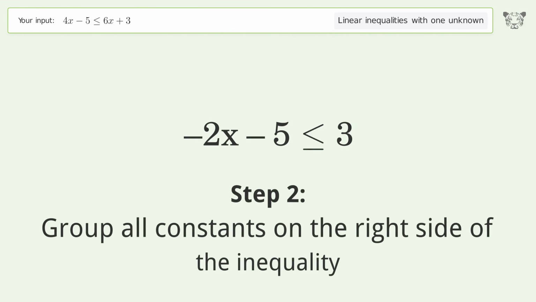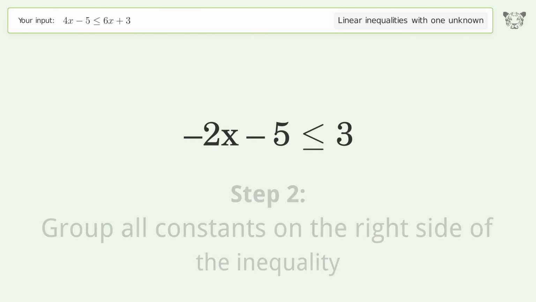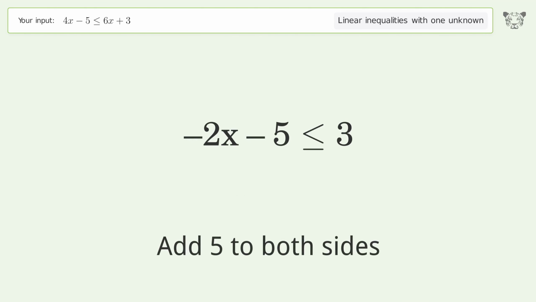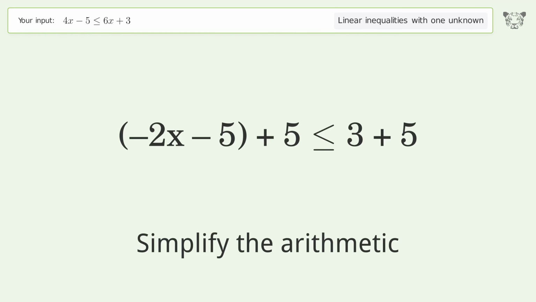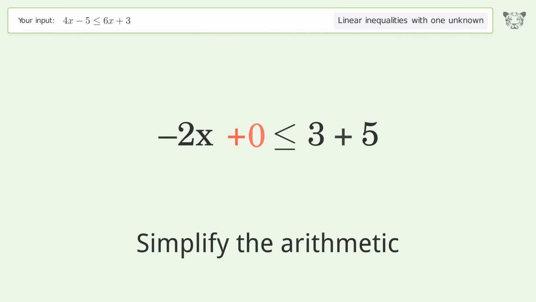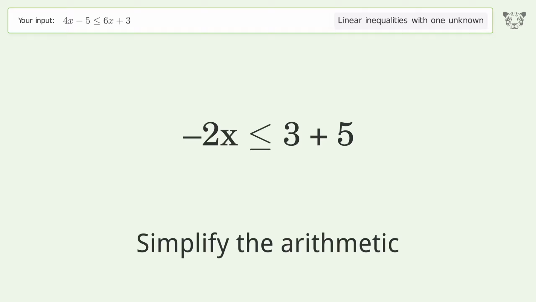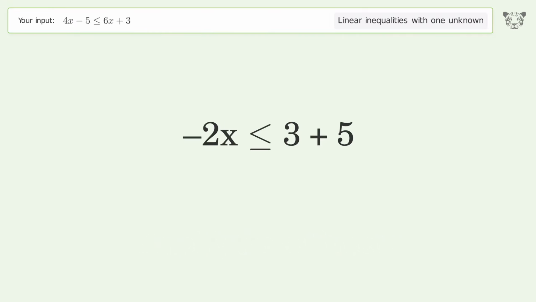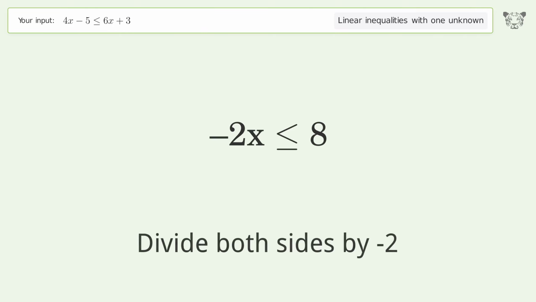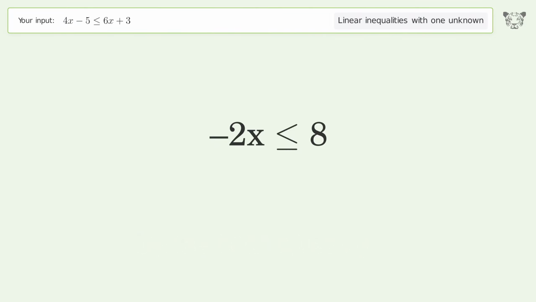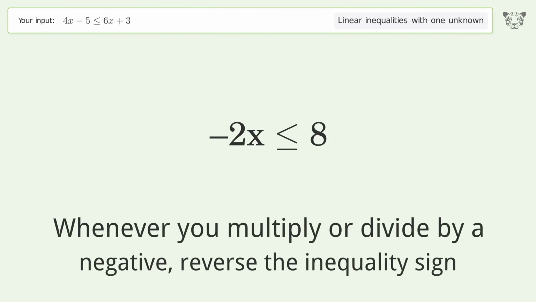Group all constants on the right side of the inequality. Add 5 to both sides. Simplify the arithmetic. Isolate the x. Divide both sides by -2. Whenever you multiply or divide by a negative, reverse the inequality sign.